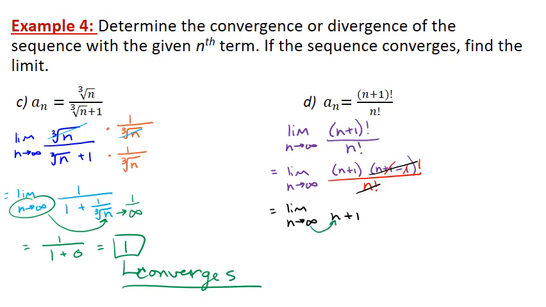So if this is infinity, infinity plus 1 is infinity, which means this limit does not exist, and therefore this sequence does not converge, it diverges. Okay, so you can see that limits are really heavy in this section, which I'm sure you're really happy about.